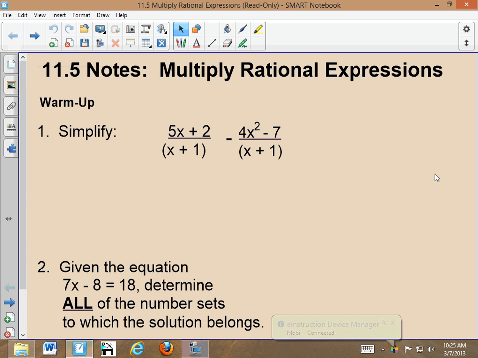Okay, it's less than 11.5. We're going to be multiplying rational expressions. This is where the confusion comes in.